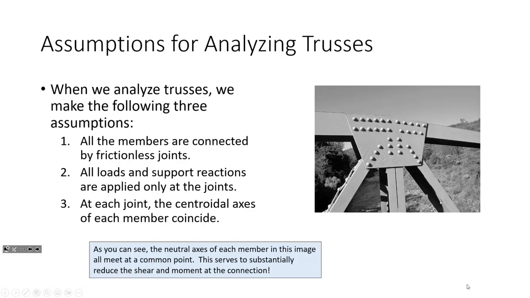And that's not even just an assumption. We do that in the real world, in fabrication land. If you're looking at steel trusses or even large wooden trusses, they will fabricate them such that the centroids all meet at a common point. And again, that's to reinforce the idea that these truss elements should only be experiencing axial load. Okay? The point of that is to reduce the shear and moment in the members and in the connection.